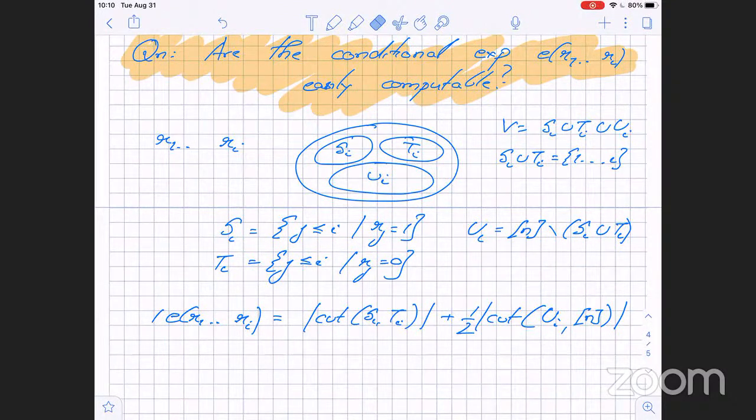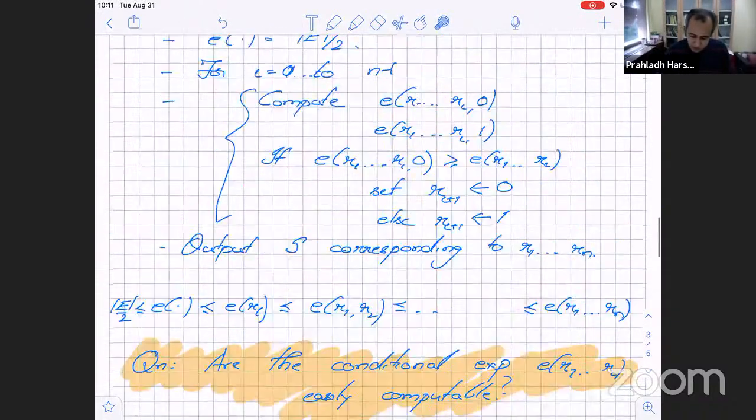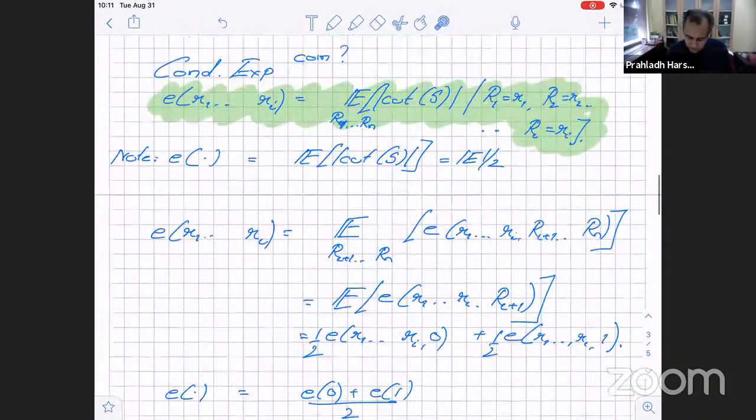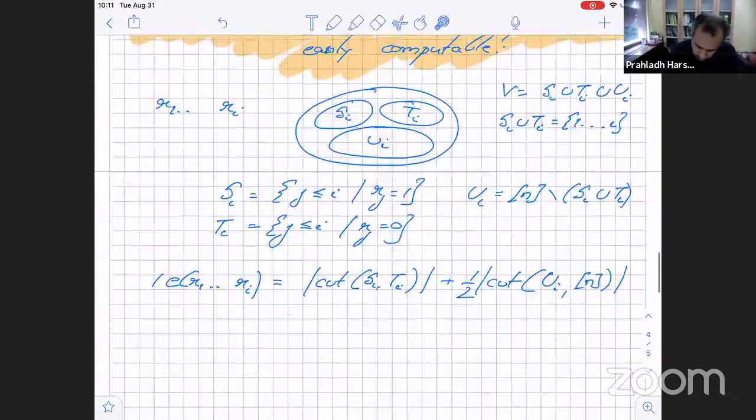Could you explain this last thing? Why is it Ui and the rest of the vertices? So let's look at this. Let's just go with the definition.